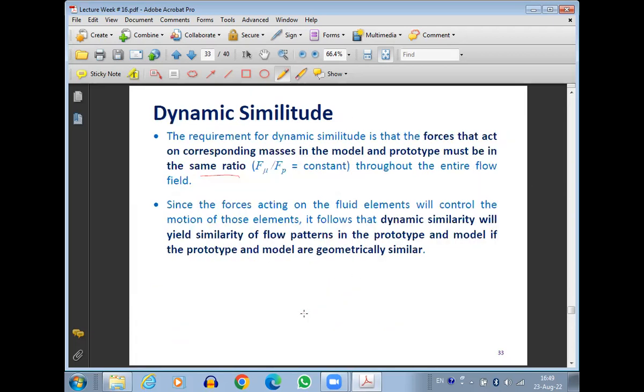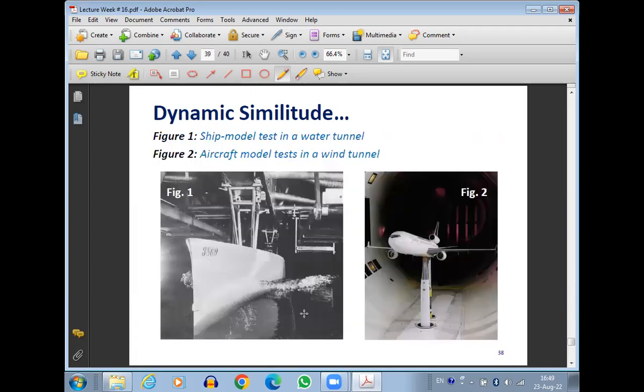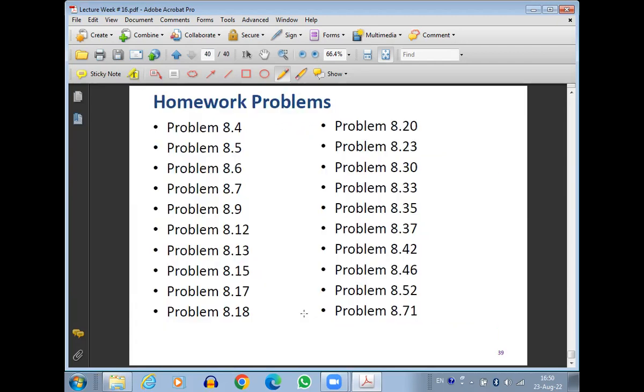Here we have the geometric similitude. There is one example of a dynamic and geometric similitude in this chapter, but let's skip that. Just the basic knowledge of what similitude means and how we relate the dynamic similitude and geometric similitude between the model and the prototype. Basic knowledge is important. So let's skip the example here, and with this our topic of dimensional analysis and similitude is finished.